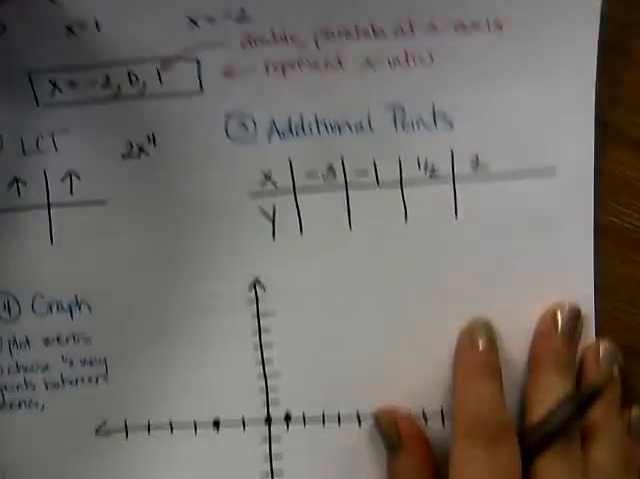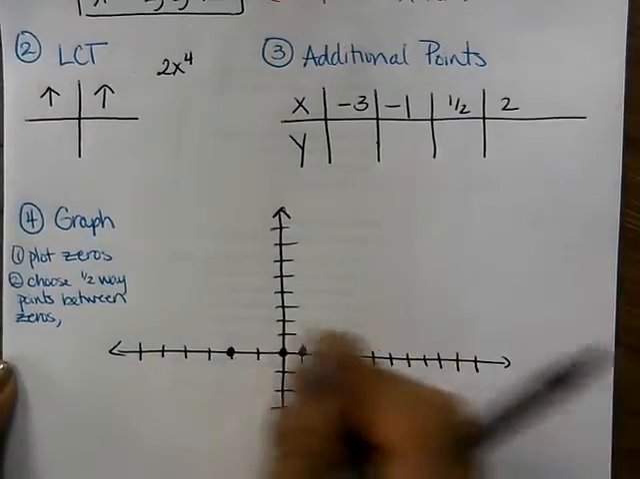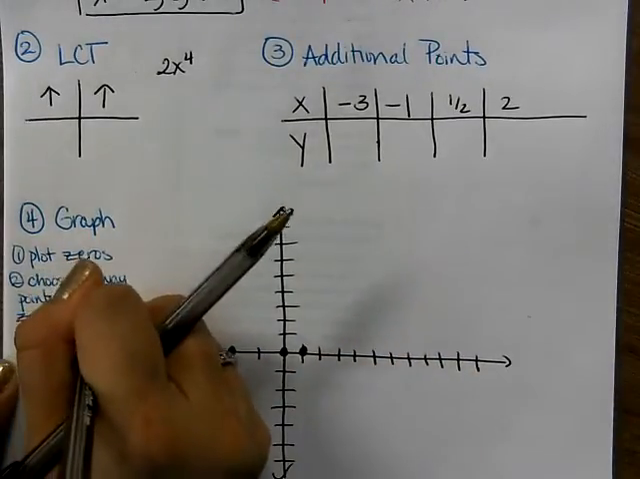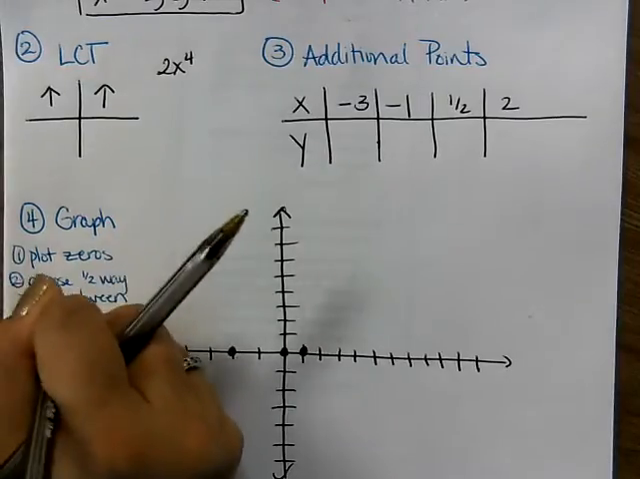Now, on your quiz, I'm going to set it up like this. I'm going to have a place for your zeros, your leading coefficient test, your additional points. You might see 20 blanks in your table. You don't have to fill in all those points. We just need enough to show the full pattern of the graph. All right, sound good? So then finally, choose points on left and right.